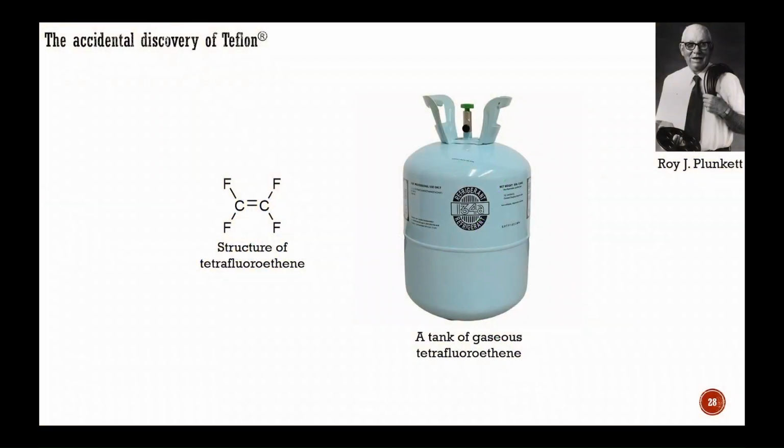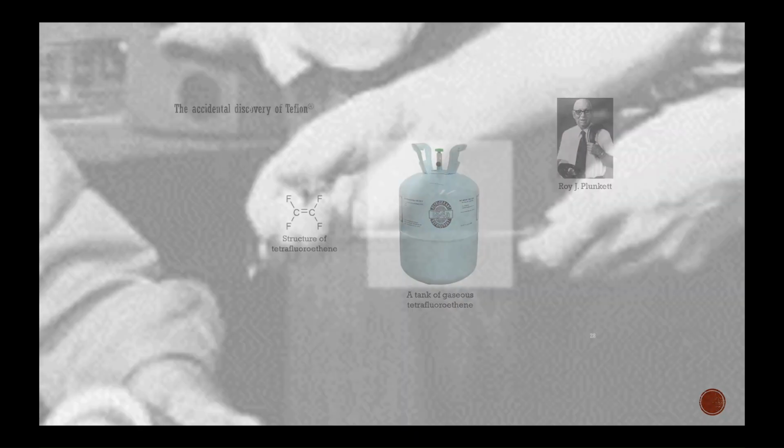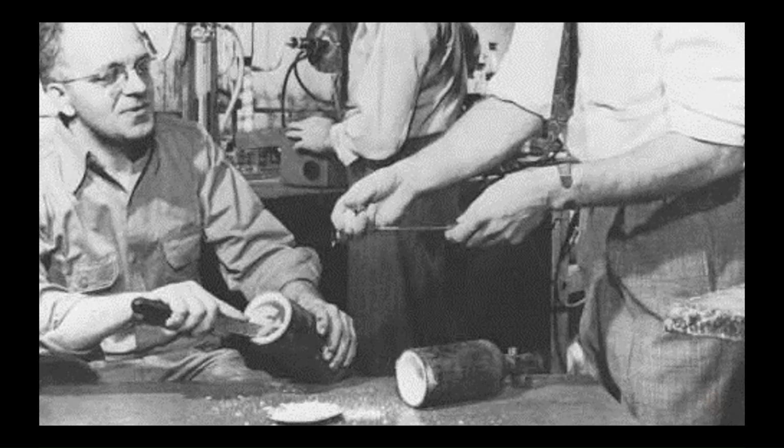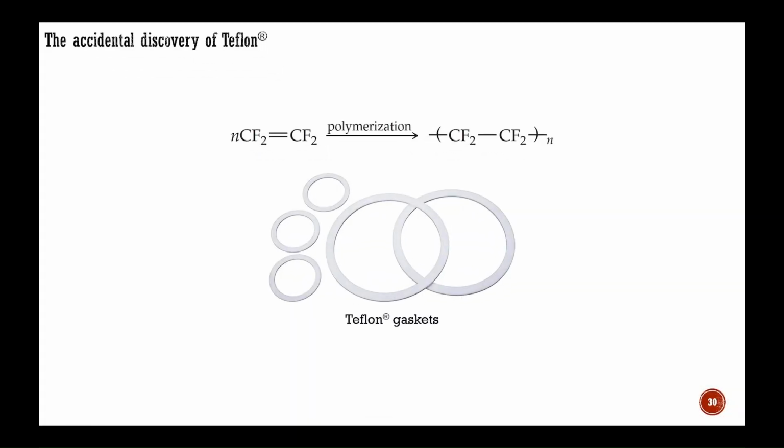In 1938, a scientist at DuPont named Roy Plunkett made a rather curious observation. A tank of gaseous tetrafluoroethene that was supposed to be full seemed to contain no gas. Rather than discard the tank, Plunkett decided to cut it open. He found that the inside of the tank was coated with a waxy white substance that was remarkably unreactive, even toward the most corrosive reagents. That compound was formed by the addition polymerization of tetrafluoroethene.